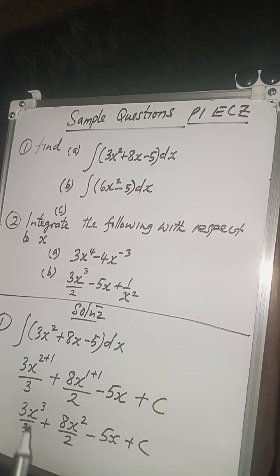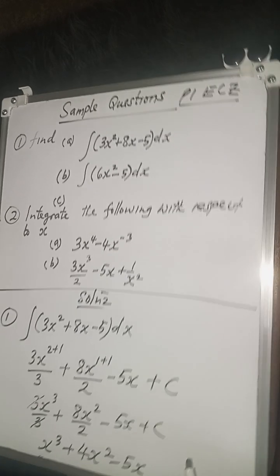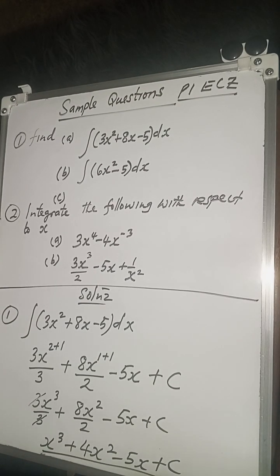Please reduce it to its simplest form. 3 there, 1, 3 there, 1. So it will be x to the power 3 plus 2 into 8 is 4x raised to the power 2 minus 5x, and that would be plus c. So this is what we have there when you're dealing with a polynomial. So these questions came in the paper 1 ECZ exam.